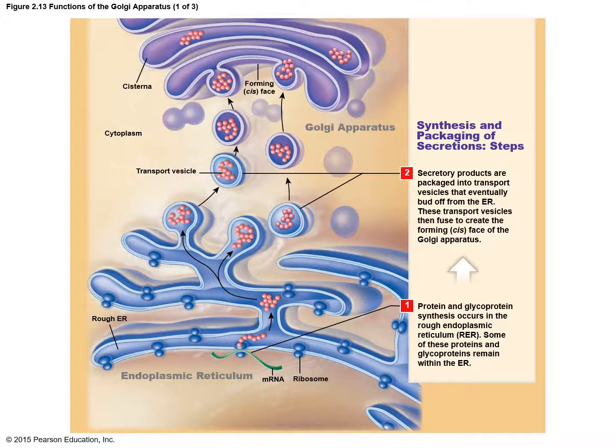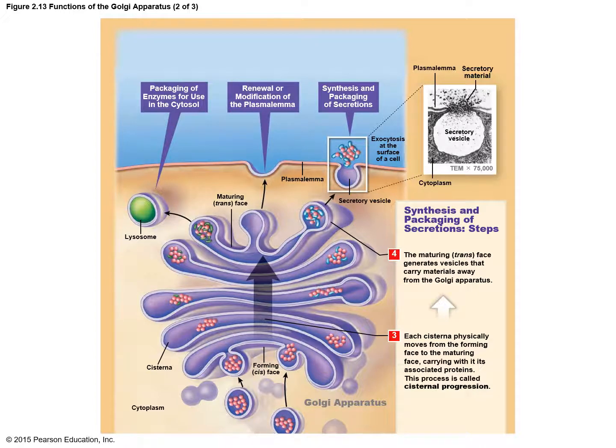This figure shows how the transport vesicles and the secretory vesicles are formed. This is a continuation of the previous slide, and it illustrates the synthesis and packaging of secretions.